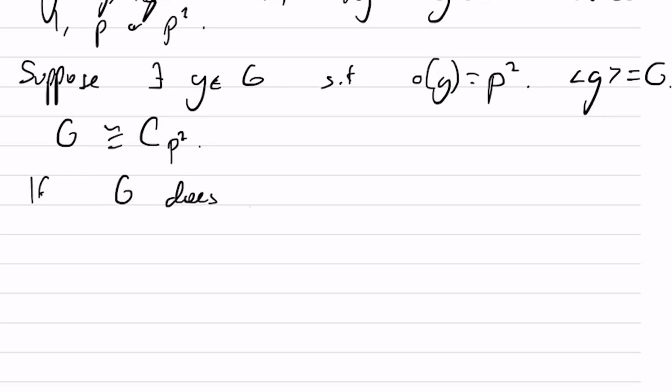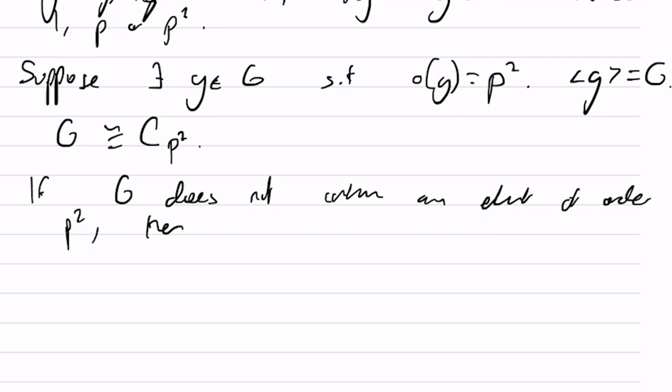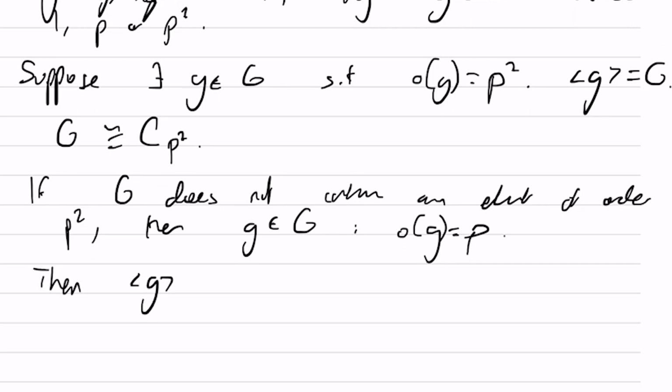Otherwise, G does not contain an element of order p squared. Then we know that there must be some g that has order p, because there's only one identity element. Then consider the subgroup generated by that, which is going to have order p. So we can find some h that is in G, but not this cyclic subgroup.